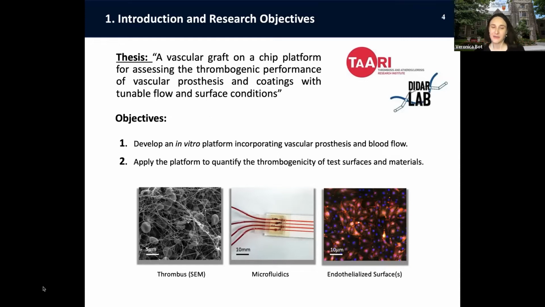And then the second objective was to apply this platform to quantify the thrombogenic performance of different surfaces and materials, really zooming into that interaction between blood and the surface. And SEM was an important part of that. And we will cover that as well as some methods that I used.